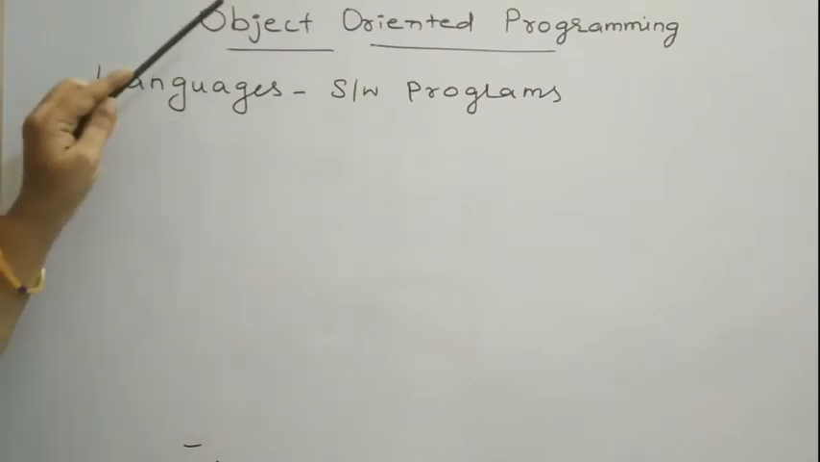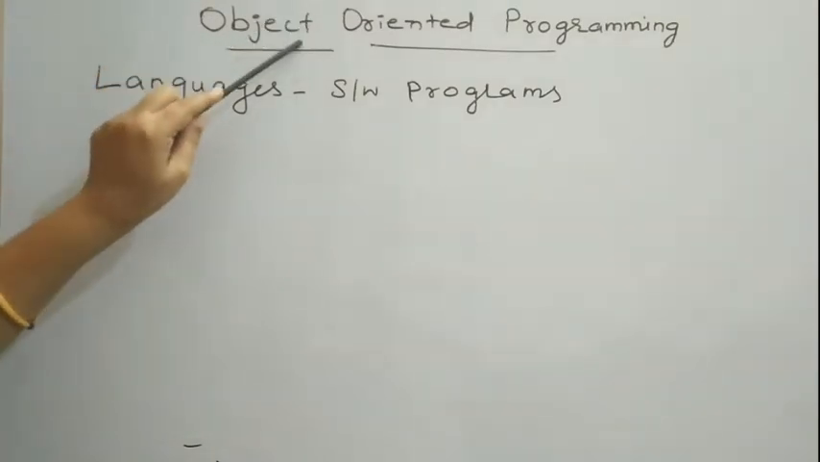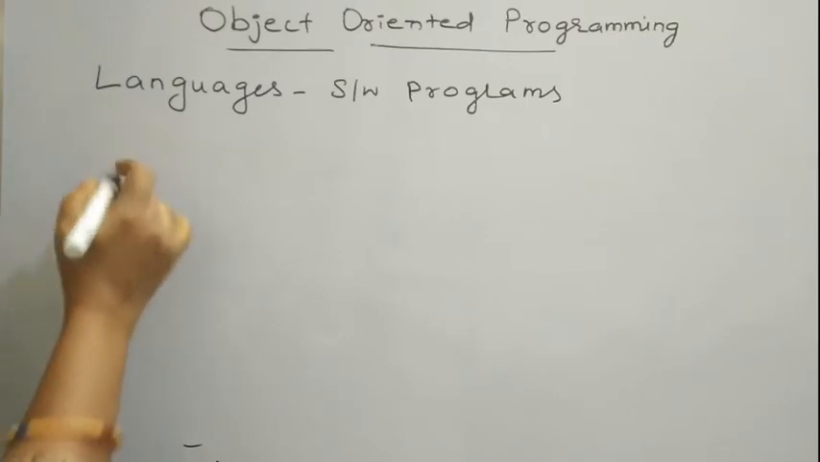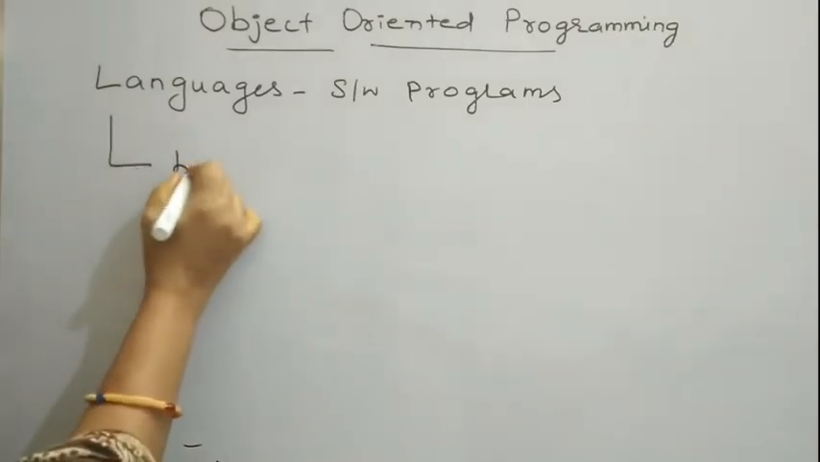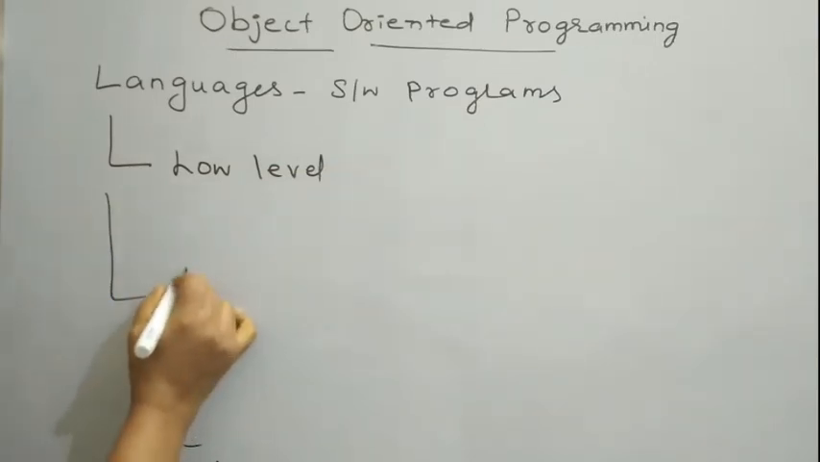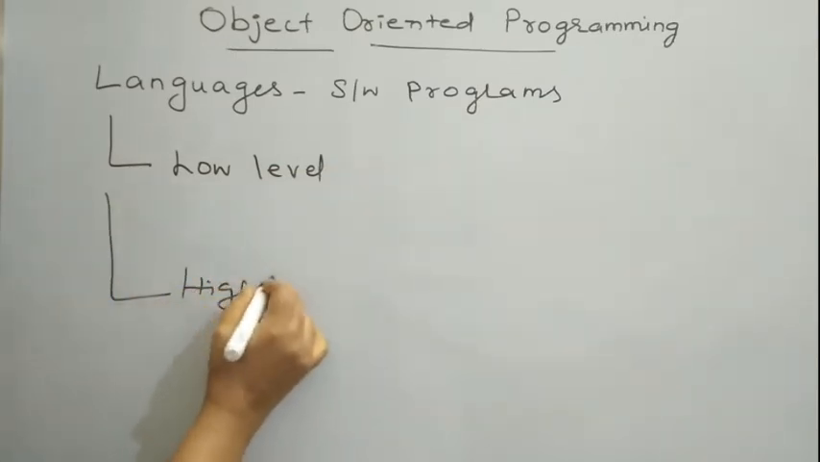In this video, I'm going to discuss the features of object-oriented programming. Before this, let me discuss what languages are and the different types of languages. Languages are used to create our software programs. We have two types of languages. One is low-level languages, another one is high-level languages.